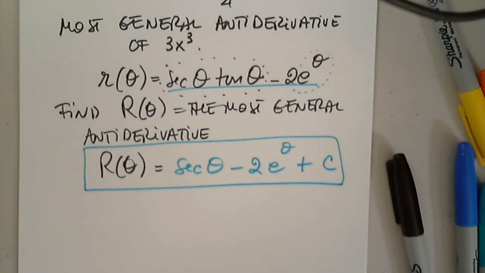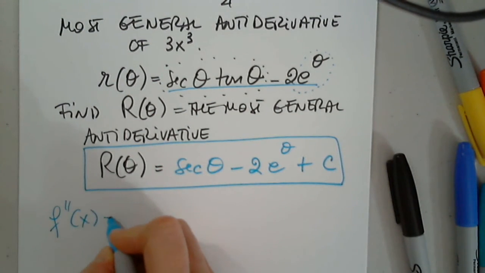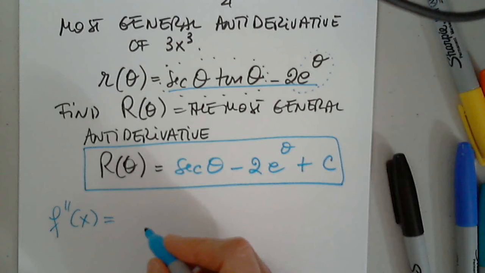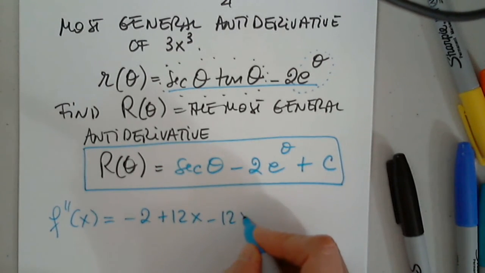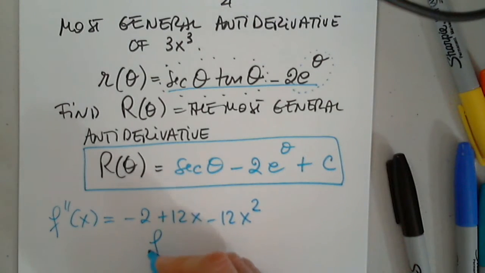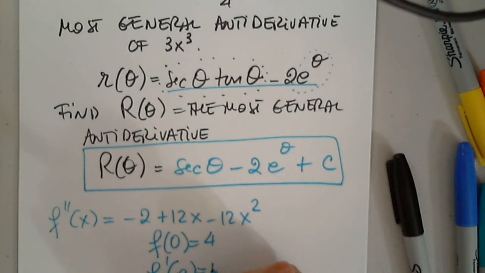And now we go to other examples. If you want to choose, feel free to. I'm going to choose this. We are given f double prime of x, the second derivative, as negative 2 plus 12x minus 12x squared. And we are told that f of 0 is 4. And we are also told that f prime of 0 is 12.